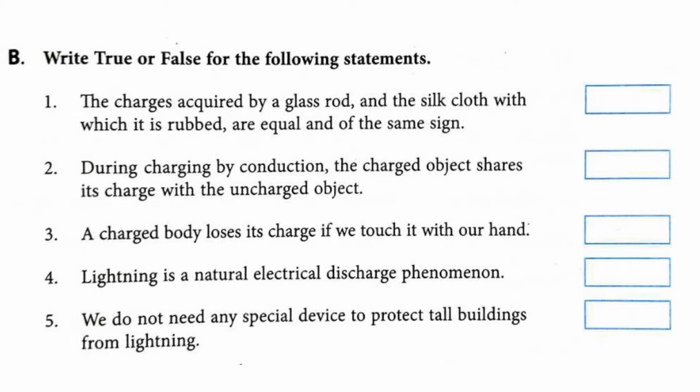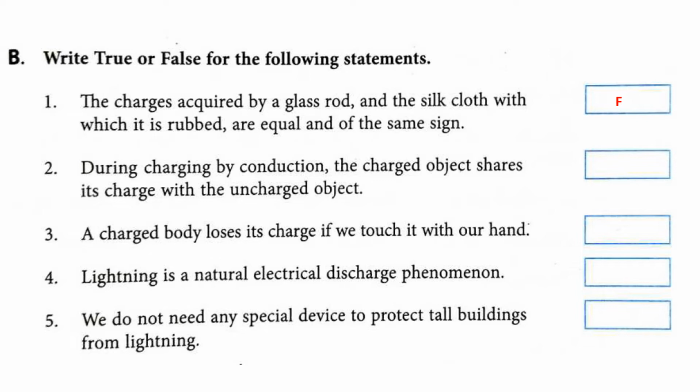Glass rod and silk cloth, when rubbed with each other, glass rod will get the positive charge, silk cloth will get the negative charge. We have seen that charges are produced in pairs. So glass rod positive, silk cloth negative. They are saying that same sign. Equal, okay, but same sign is wrong, no? So that's why we can write this as false.